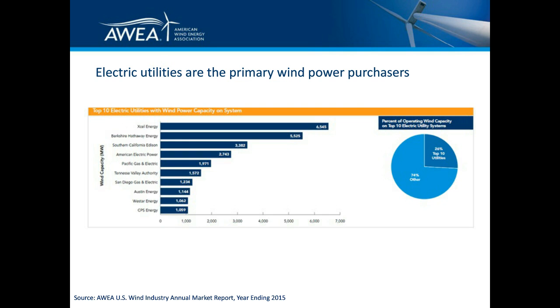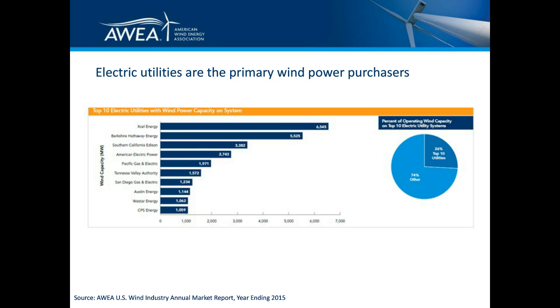This includes the utility MidAmerican, which, if folks have been following the U.S. market closely, you saw that they announced a 2-gigawatt project in Iowa in the last month or so, so we continue to expect them to grow out their wind system as well. If you look at the top 10 electric utilities, 26% of the projects are being sold to these 10 utilities. The top 20 take about 45% of the wind power that's being sold.